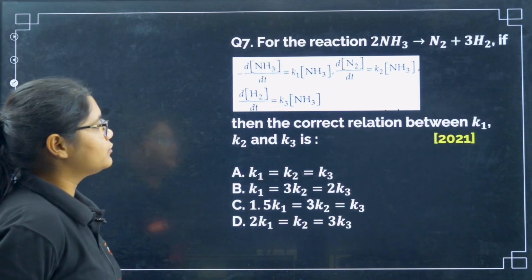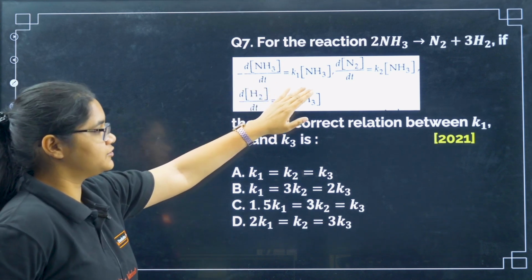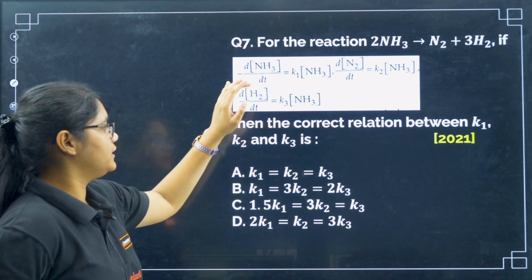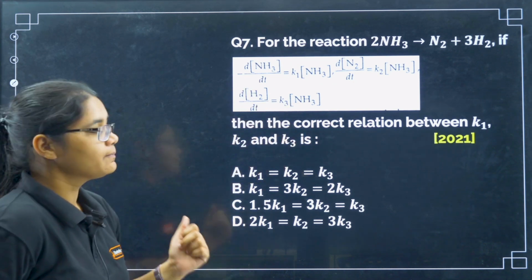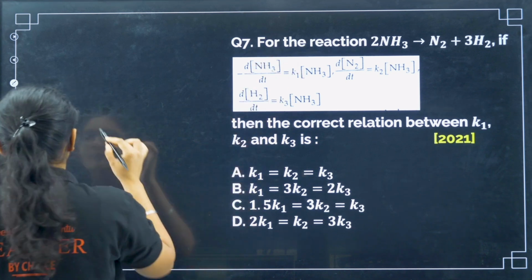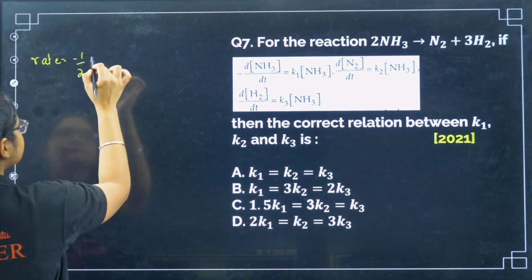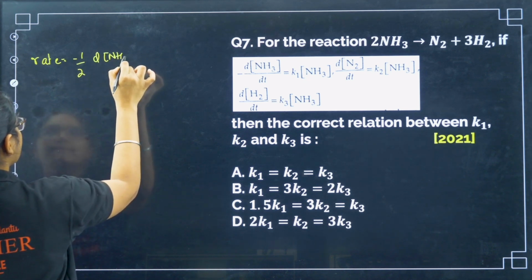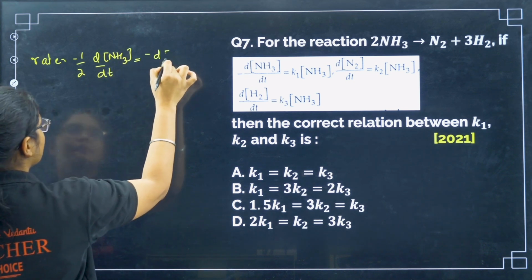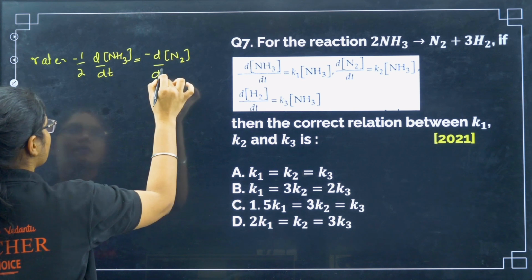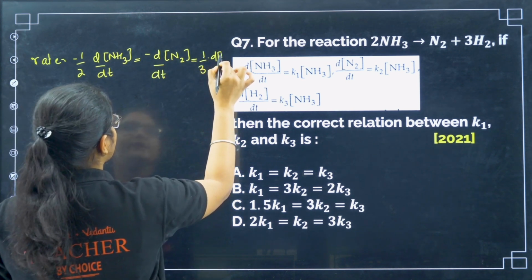Next, for the reaction 2NH3 gives N2 plus 3H2, if minus dNH3 by dt equal to K1 NH3, dN2 by dt is K2 NH3, dH2 by dt is K3 NH3. What is the relation between K1, K2 and K3? Okay, so now first of all let us write the equation here. I can write rate is equal to minus 1 by 2 dNH3 by dt, then equal to minus dN2 by dt, equal to 1 by 3 dH2 by dt.